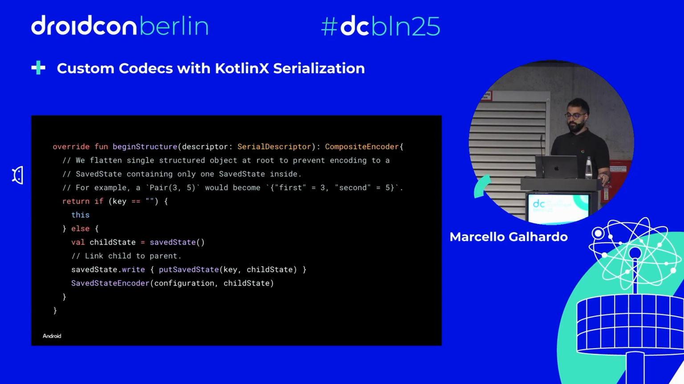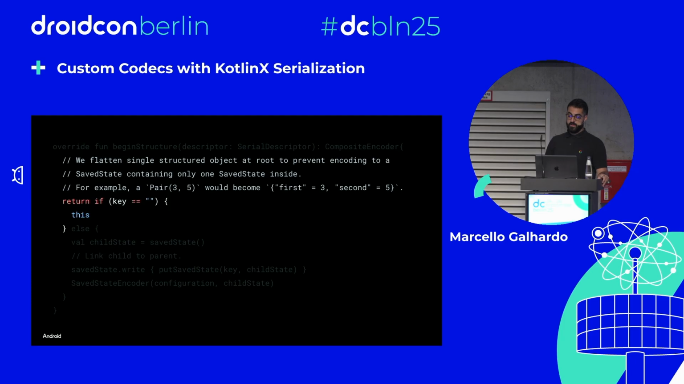So let's implement our first method, beginStructure. If you are at the root level, when the key is an empty string, we just return this encoder, and that way we are basically flattening the structure. So we don't wrap this type inside another SavedState. For example, in the case where you have a Pair of 3, 5, you would return just one SavedState with key first with value 3, second with value 5, and we wouldn't be putting a SavedState inside a SavedState if we don't need that.